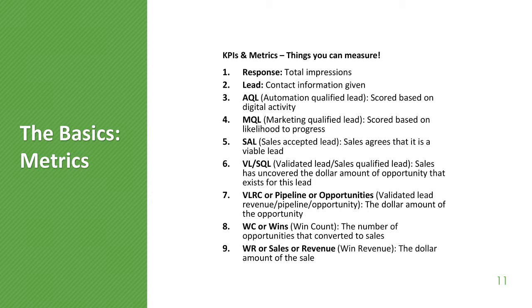Cool. So moving on down to number 7, pipeline opportunities we talked about last time. Your sales team talks to the client or talks to the lead, finds out that there's an opportunity there, opens up pipeline. Some companies call this a VLRC, which is validated lead revenue. They'll call it the revenue count, or validated lead revenue count, which is how many of them there were.